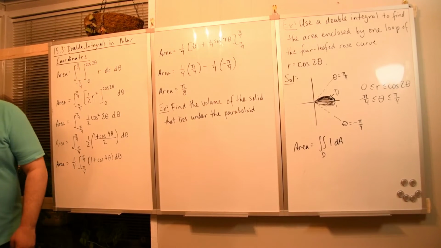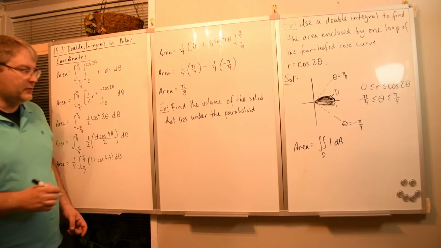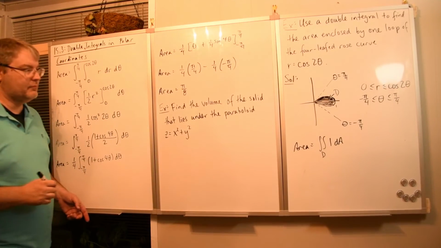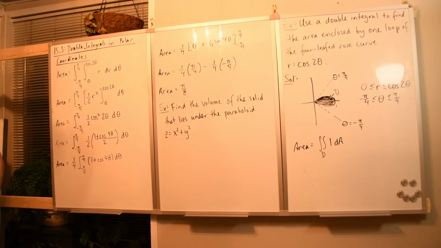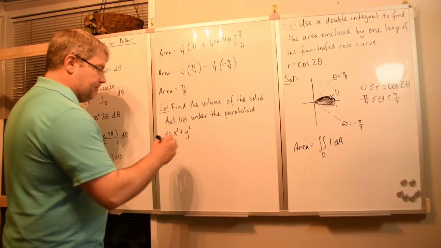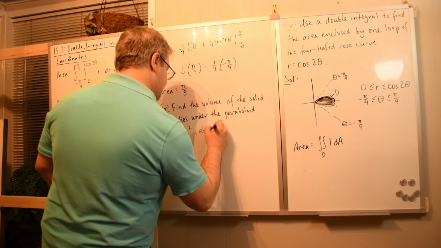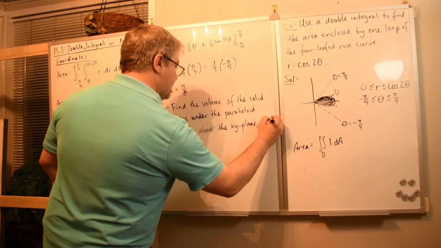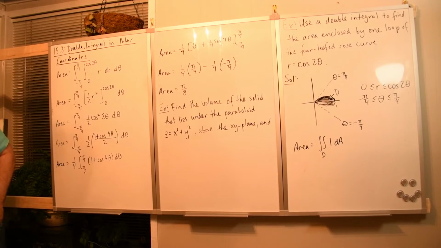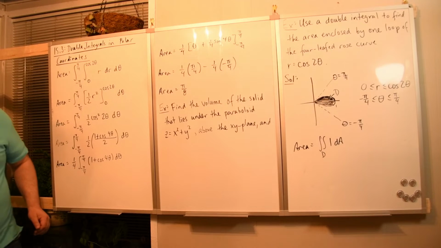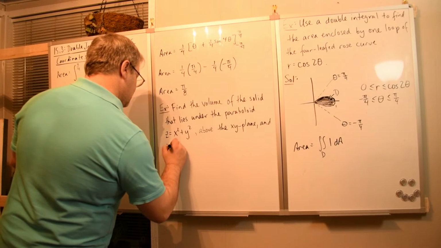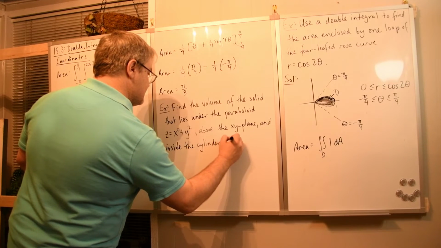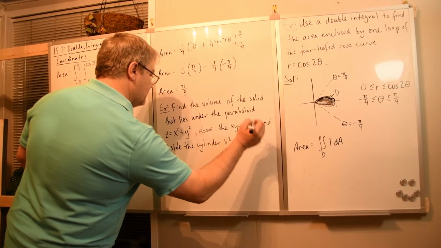And it lies under the paraboloid z equals x squared plus y squared, above the xy plane. And it's going to lie inside the cylinder x squared plus y squared equals 2x.